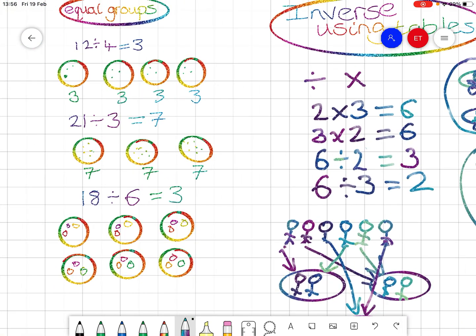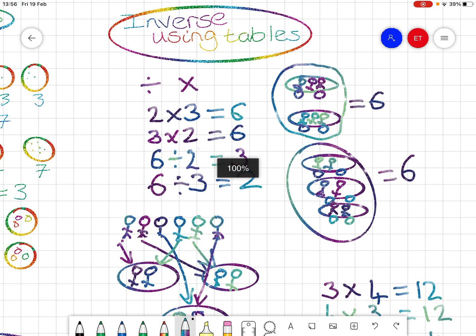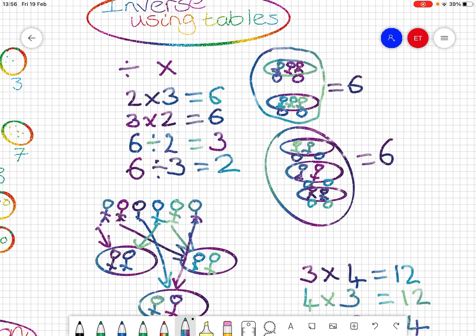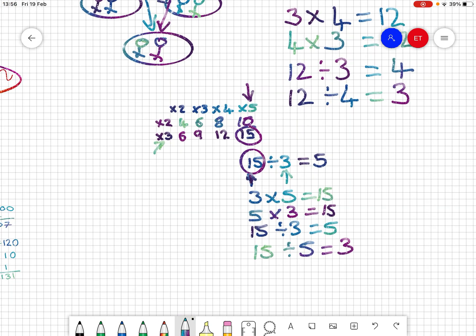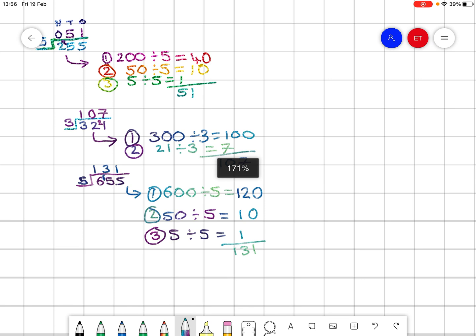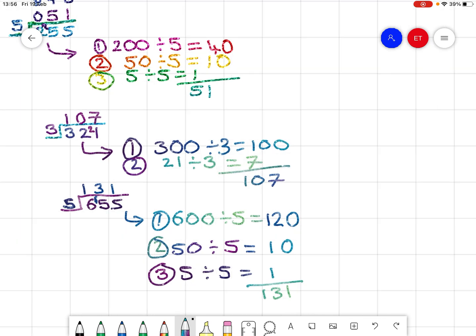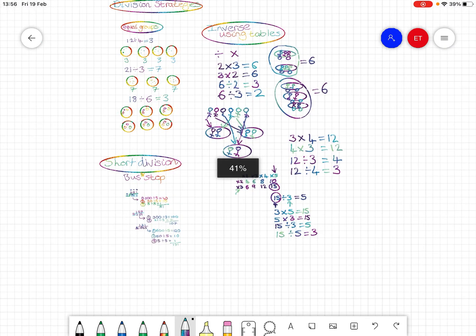If that's too easy for you and you know your times tables really well, then use inverse and your times table knowledge. And if you're kind of in between that stage, then draw the people, and again, you've got your multiplication square that you can use there. If you know all your times tables and you are ready to divide bigger numbers, then try the bus stop method and you have the option of doing the expanded version as well. So that was your division strategies lesson.